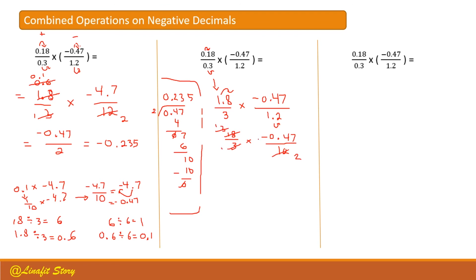So now here, 1 times negative 0.47 is negative 0.47 out of 1 times 2 is 2. We already got the answer before. So this is the negative, this is the positive number. Means that you meet your enemy. If you meet your enemy, the result is negative 0.235.